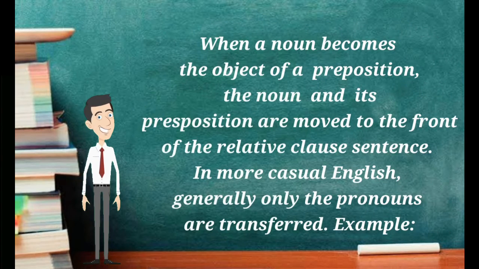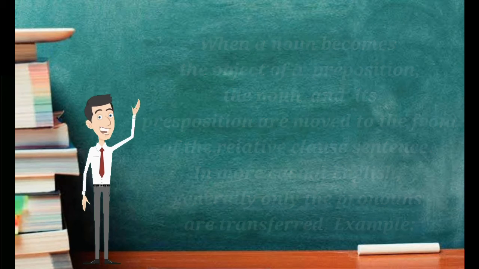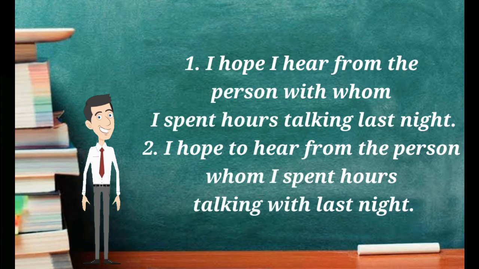When a noun becomes the object of a preposition, the noun and its preposition are moved to the front of the relative clause sentence. In more casual English, generally only the pronouns are transferred. Example, 1. I hope I hear from the person with whom I spent hours talking last night. 2. I hope to hear from the person whom I spent hours talking with last night.